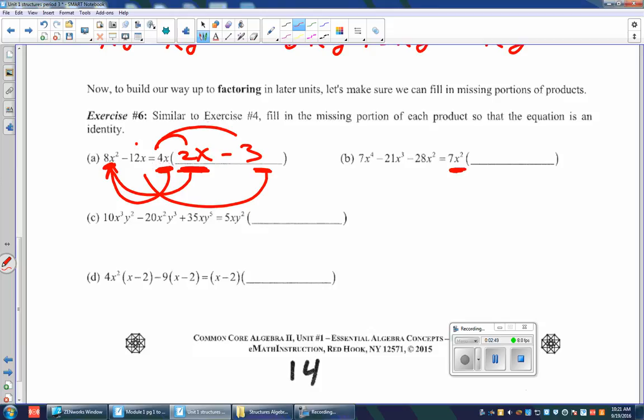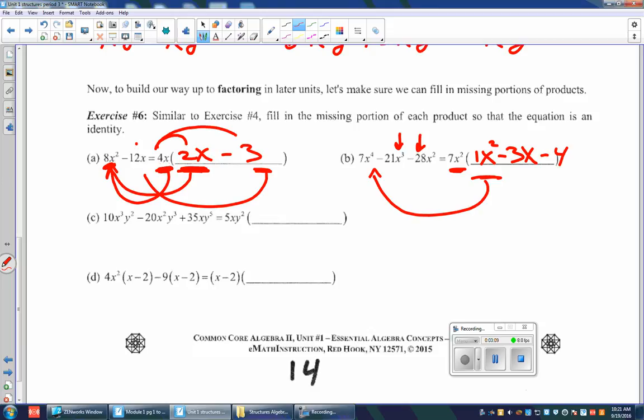This is saying 7x squared times what is 7x to the fourth? Well, 7 times 1 is 7, and then x squared times x squared is x to the fourth. Minus 7 times what is 21? 3. X squared times what is x cubed? That's x.